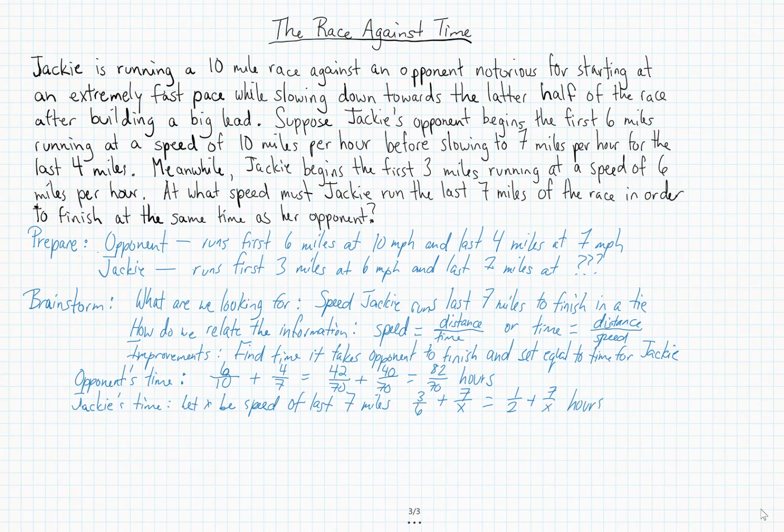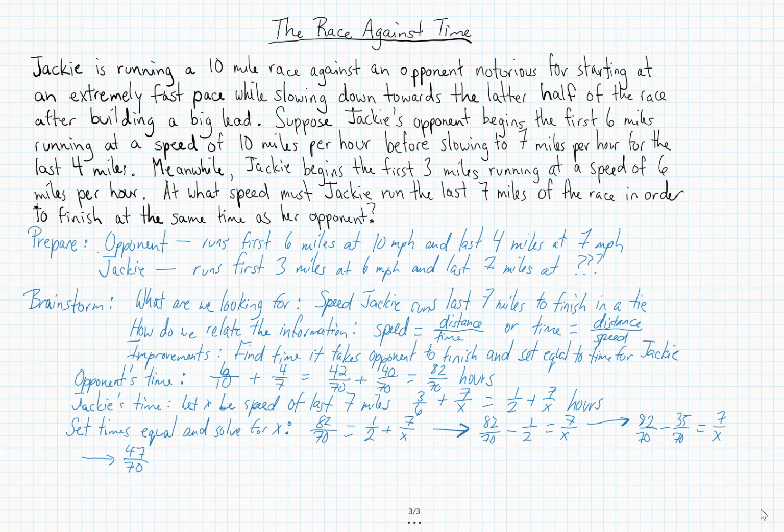We just set the times equal and solve for x. That's it. So we get 82 over 70 as the opponent's time. That should be equal to 1/2 plus 7 over x, which is Jackie's time. And now we can subtract 1/2 from both sides. So you get 82 over 70 minus 1/2 equals 7 over x. And then getting a common denominator, 82 over 70 minus 35 over 70 equals 7 over x. And so moving forward from there, we get 47 over 70 equals 7 over x.